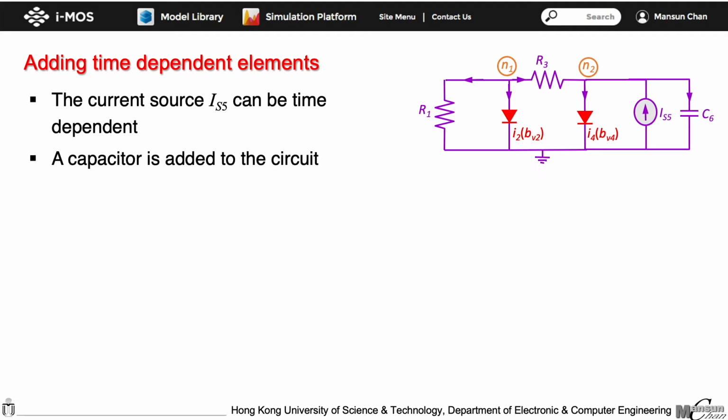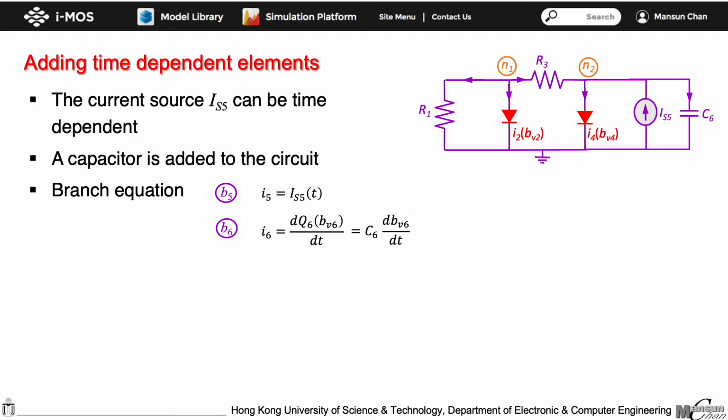Following the given procedures to write the circuit equations, we start from the new branch equations, which are given here. The current source is simple, as it can be treated as a constant current source once the time is given. The current through the capacitor is given by the derivative of the charge stored at the capacitor with respect to time. For a linear capacitor, we can express it as the capacitance times the time derivative of the branch voltage. We have not learned how to handle it yet, and we will just leave it as is for the time being and move on.